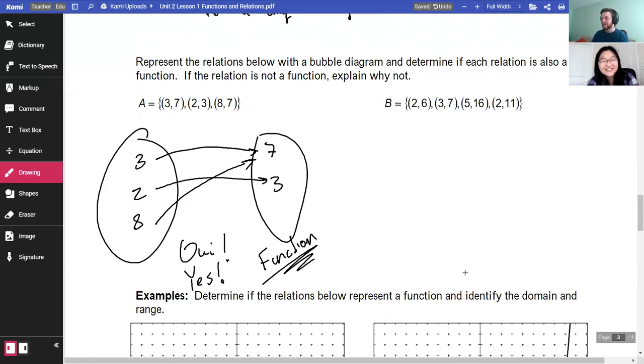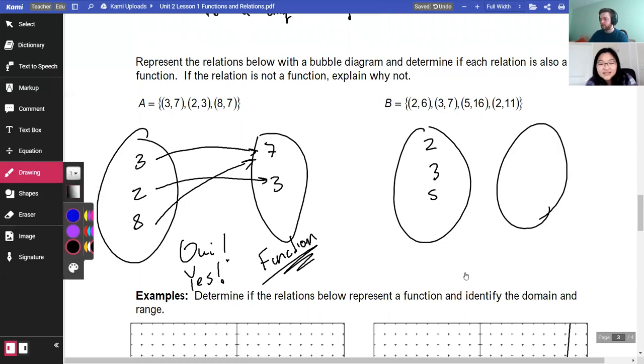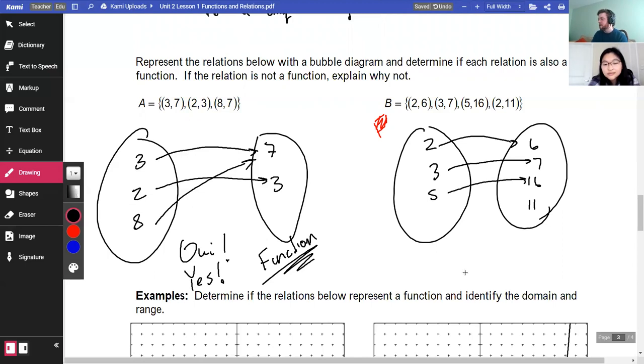All right, so we got this function here. All right, is this a function? We got 2. We got 3, we got 5, we got 2 again. All right, red flag. Red flag. I'm just going to go. Just like, why not? And then we got 6, 7, 16, and 11. Right, 2 is going to 6. Right, 3 is going to 7. 5 is going to 16. And 2 is also going to 11.